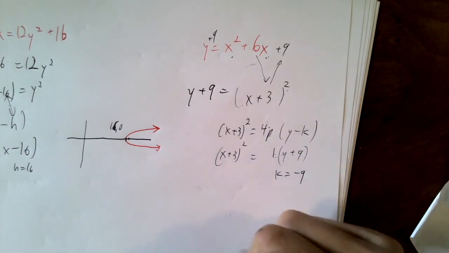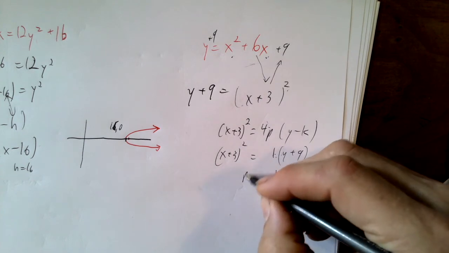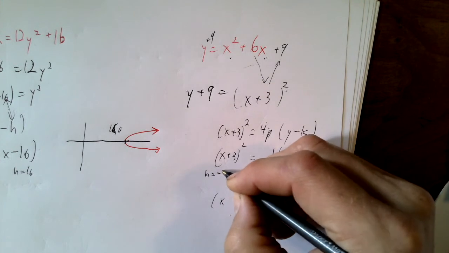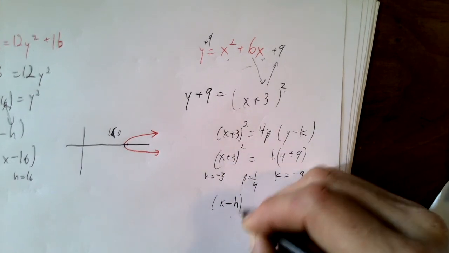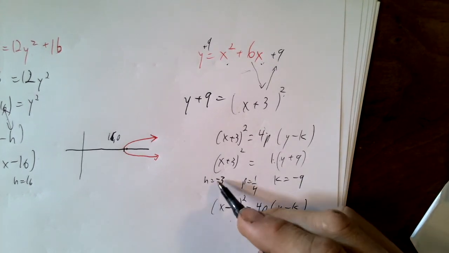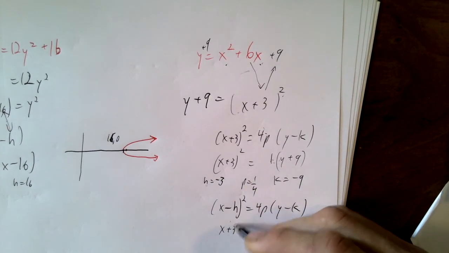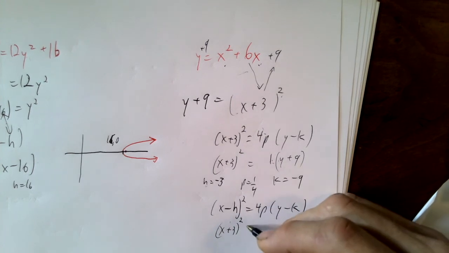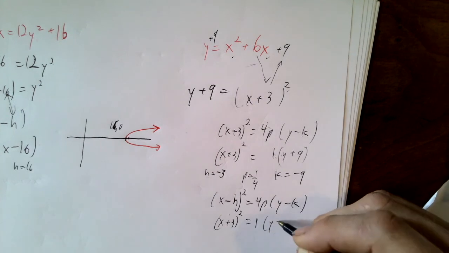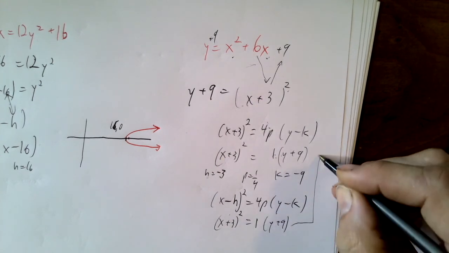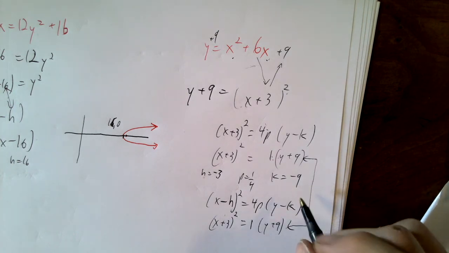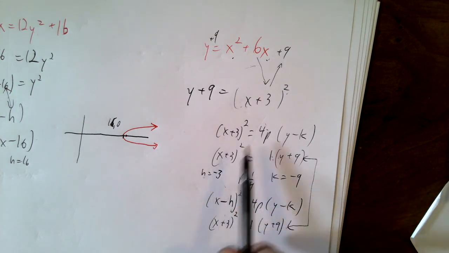The 4p has to equal 1, so p is 1/4. And h equals negative 3 here. So I have this form. When h is negative 3, that's x plus 3 squared. So I'm making this match up. 4 times 1/4 is 1, and y minus negative 9 is y plus 9. So that's exactly what our equation is. We've got to make those values match up, and that tells me what I need to know about the graph.